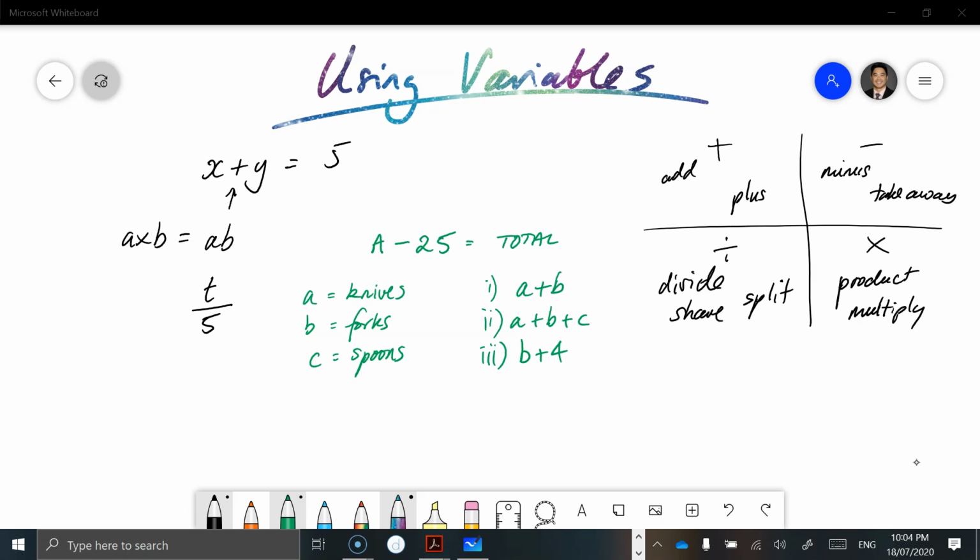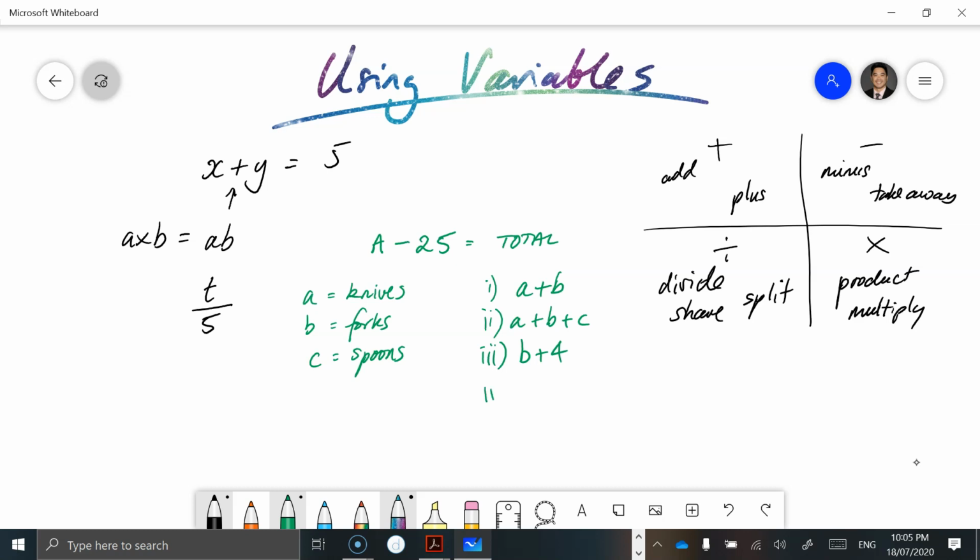So we know that the total number of items is A plus B plus C, but we're going to be taking away 6 knives. So we're going to take away 6, because that will then give us the quantity of the total number of items that we have in the drawer.